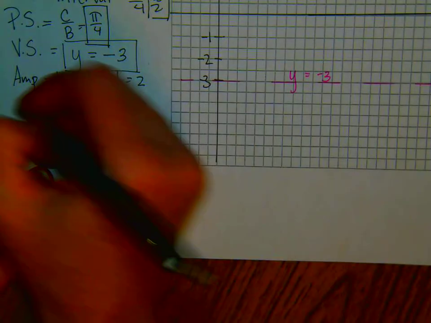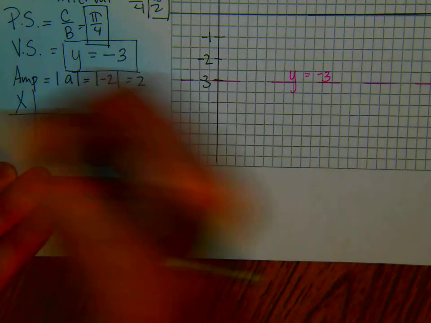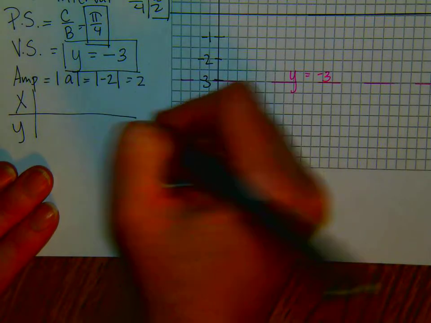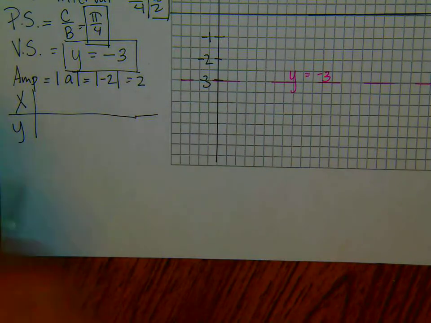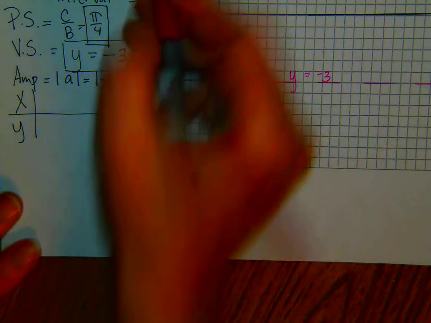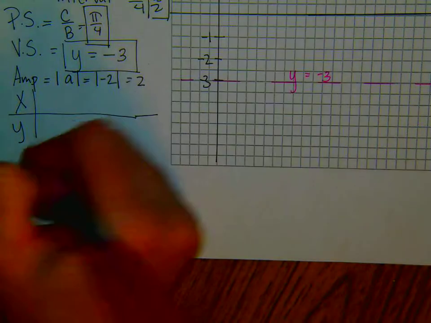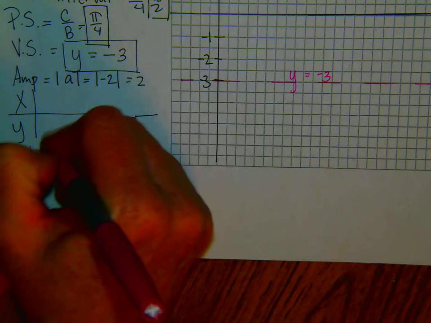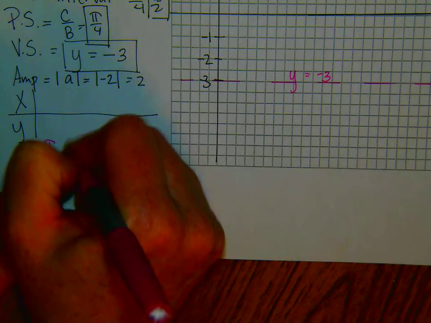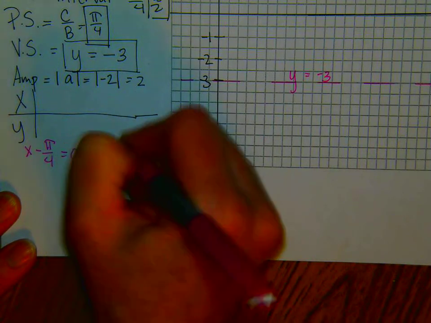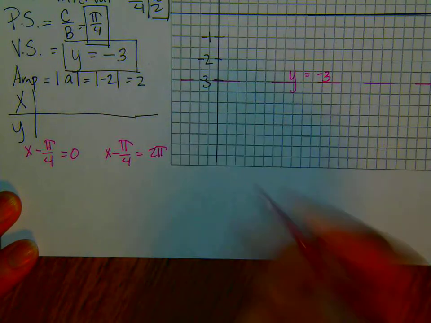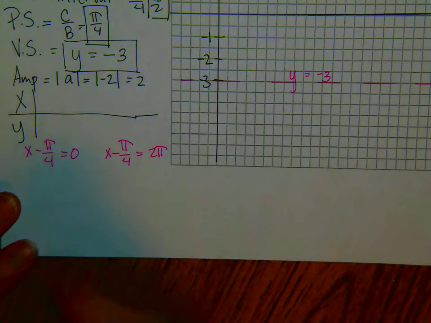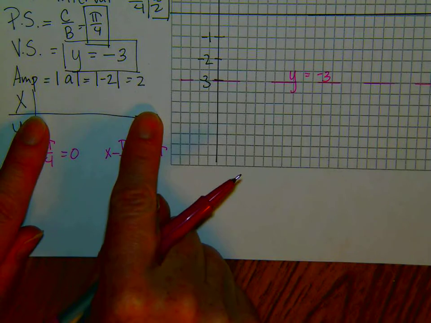So we're doing our table X, Y. We know that we're going to shift. We have a C. So what are we going to do? We're going to set bx minus c, which is x minus pi over 4, equal to 0, and we're going to set x minus pi over 4 equal to 2 pi. That's what we're going to do. Now, we're just going to solve for x to get our x1 and our x5.